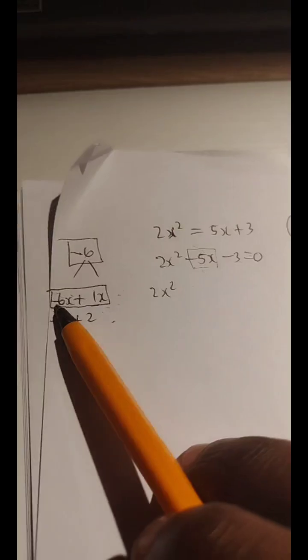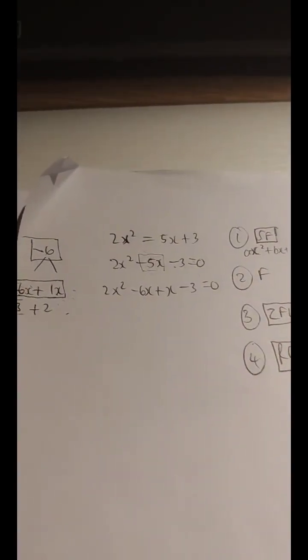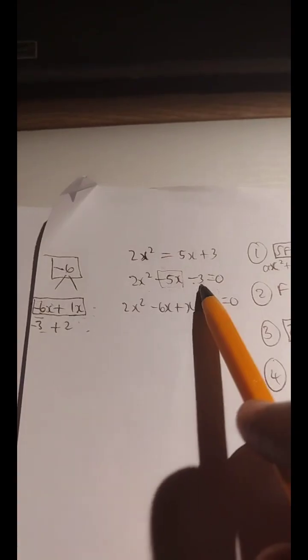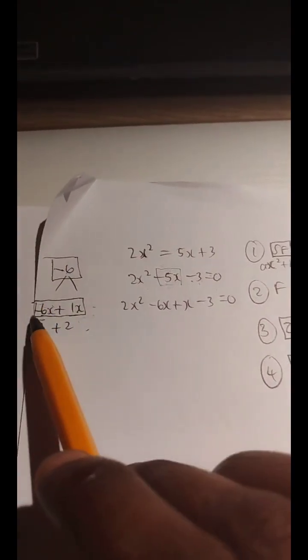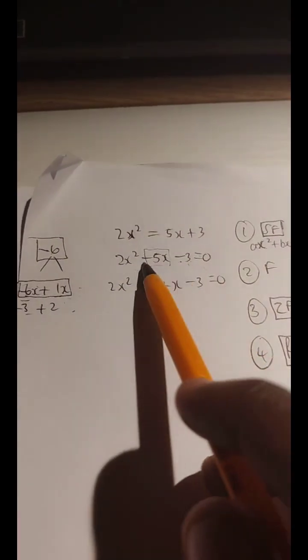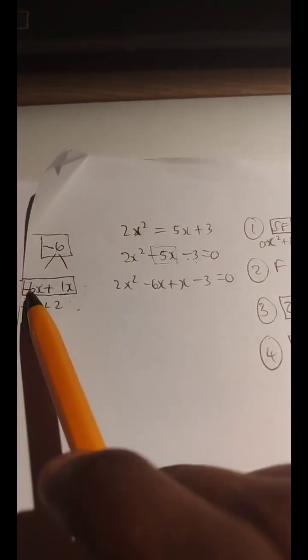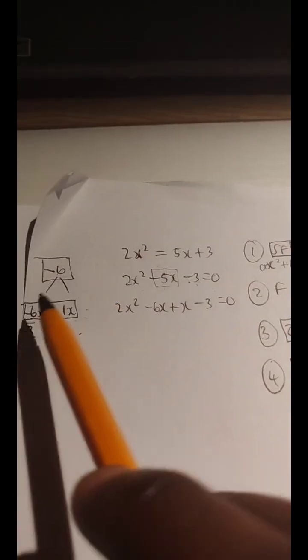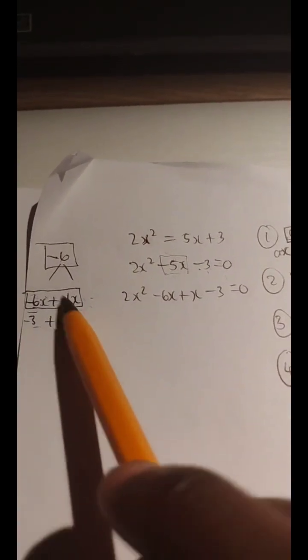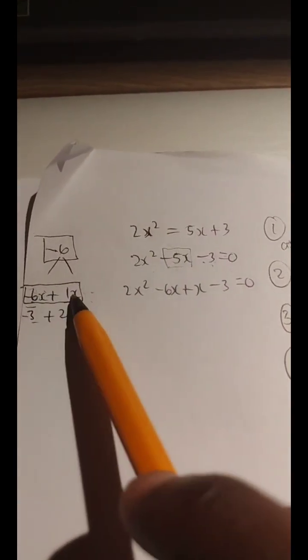So let's rewrite this equation, replacing negative 5x with negative 6x plus x, then subtract the 3, equal to 0. Using the AC method, 2 times negative 3 is negative 6. We find the factors of negative 6 which, when I add them together, give me negative 5. That's negative 6 and 1. Negative 3 and 2 would give us negative 1, and we don't want negative 1. We want negative 5, so it's negative 6 and 1.